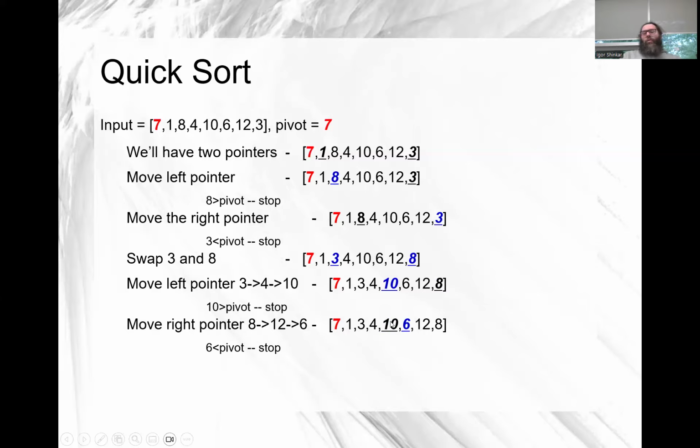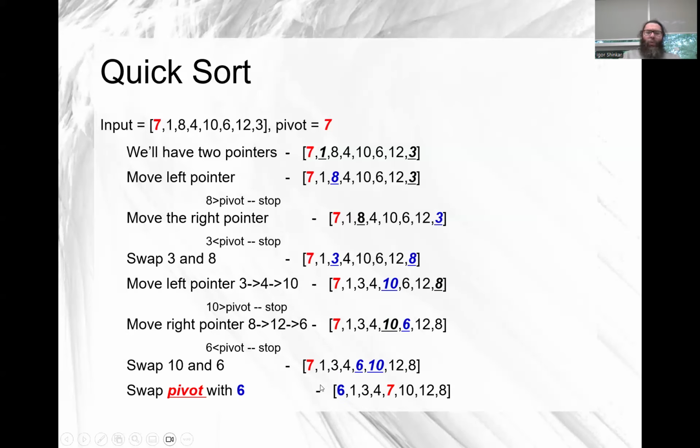Okay, so we found the left pointer pointing at a large number, 10, and the right pointer pointing at 6, which is a small number. How do we make both pointers happy? We swap the numbers. Okay? And after we swap the numbers, the two pointers meet, which means this is the end. And one last thing to do, we want to put the pivot between them so that everything on the left is small and everything on the right is large. Okay, so this was our algorithm for rearrangement.